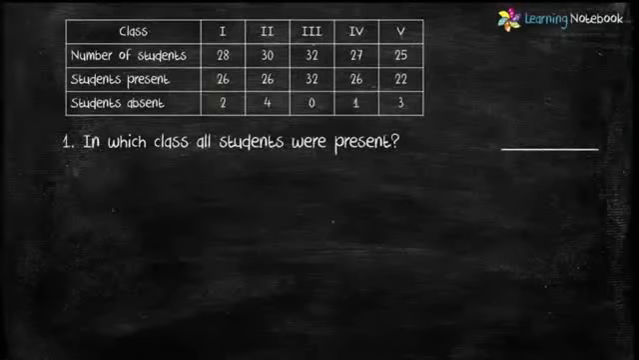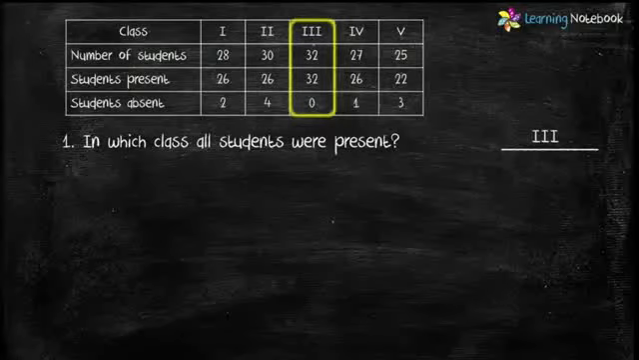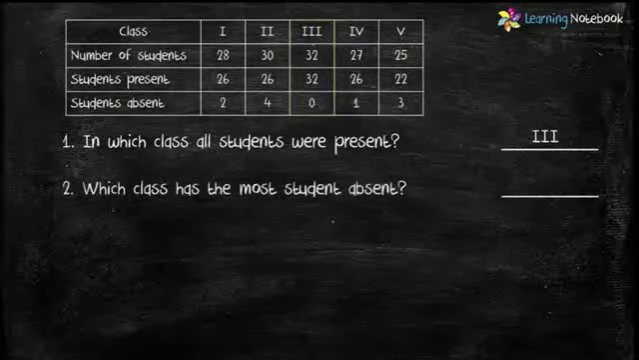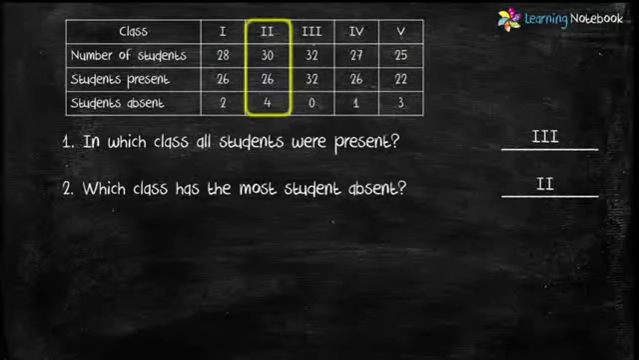Question 1 is, in which class all students were present? Students, take a look at this list. There are no students absent in class 3. So it means all the students were present in class 3. Next question is, which class has the most students absent? As you can see, class 2 has 4 students absent, which is the highest number of students absent among all the classes. So answer is class 2.